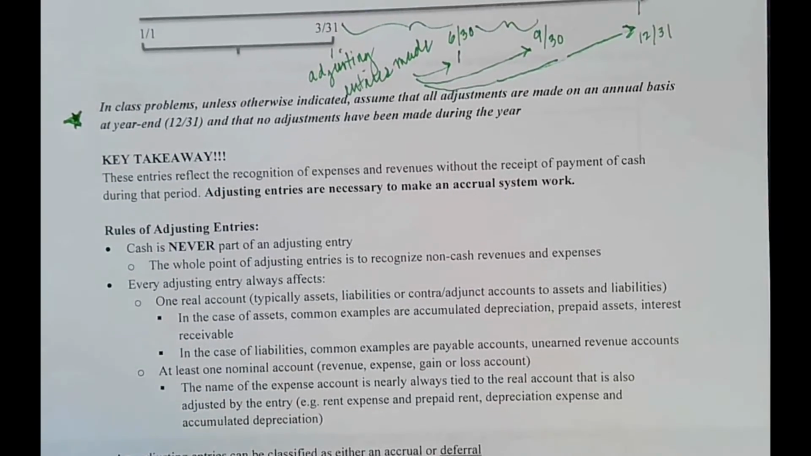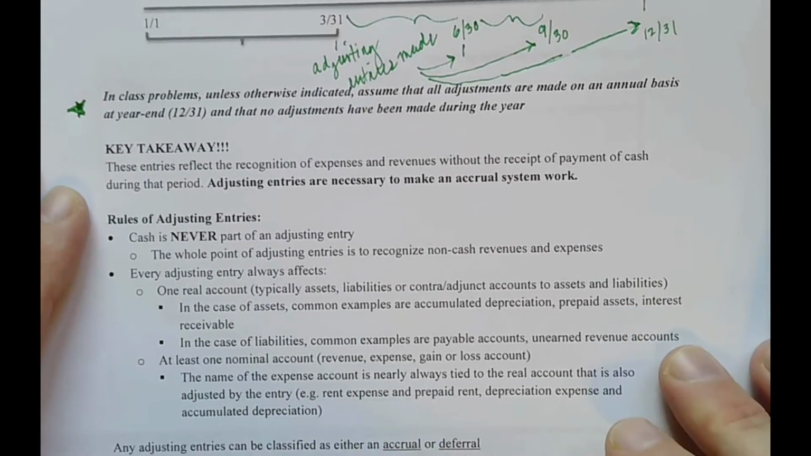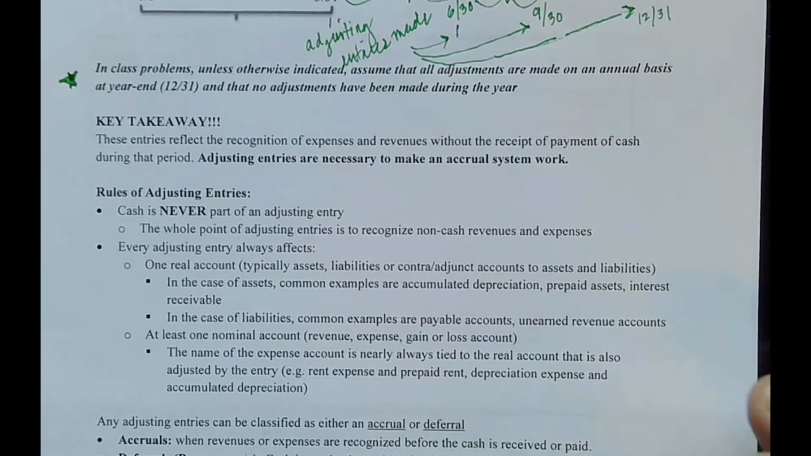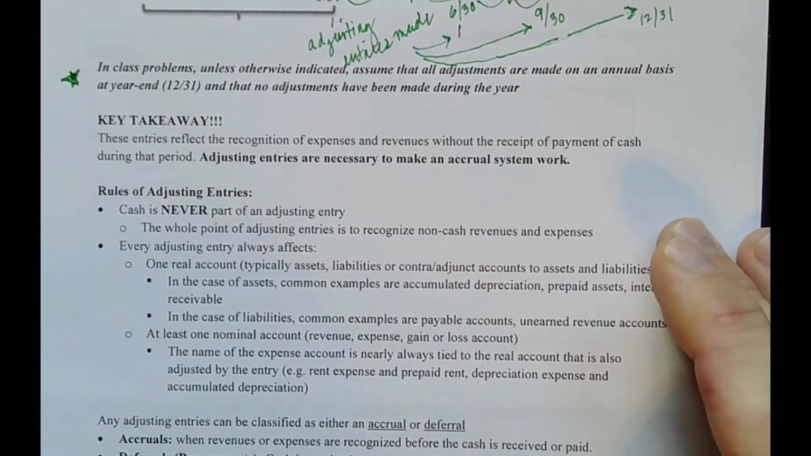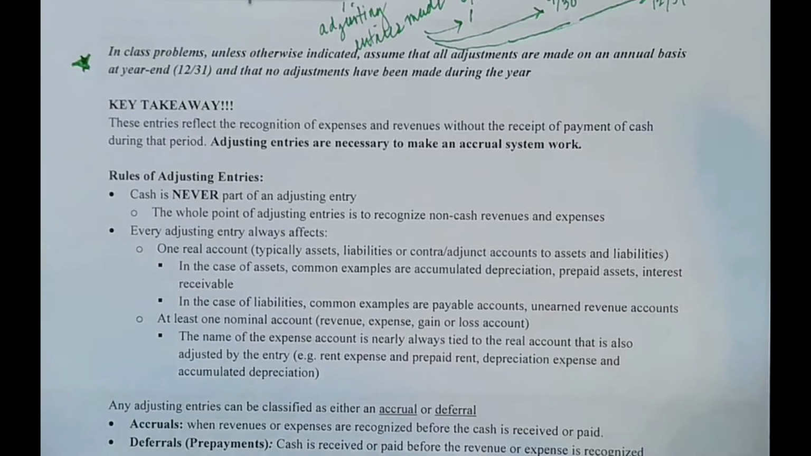And you have your key takeaway here. Adjusting entries are necessary to make the accrual system work. They represent items that are recognition of expenses and revenues without cash. Remember, the revenue recognition and the matching principle are the two items that drive our record of adjusting entries in step 4. So what are the rules that derive from this?